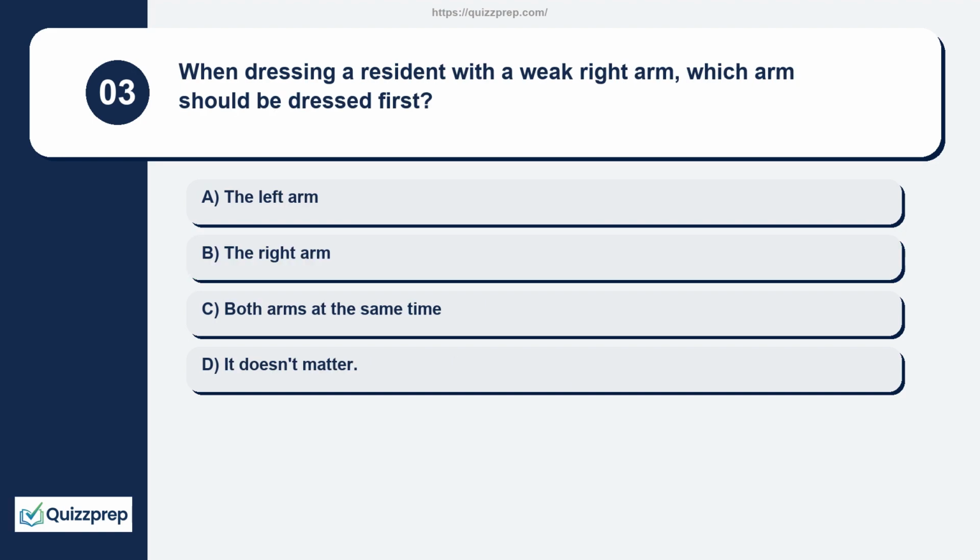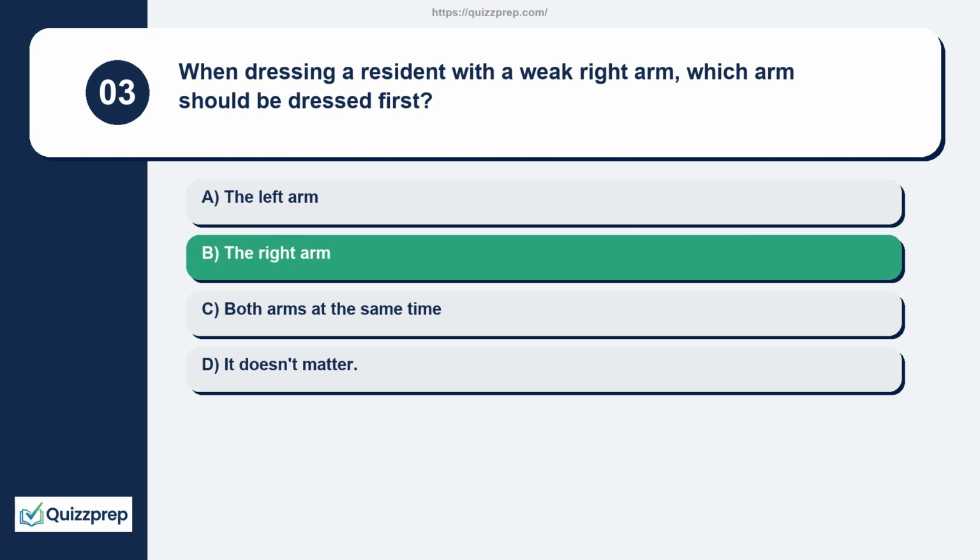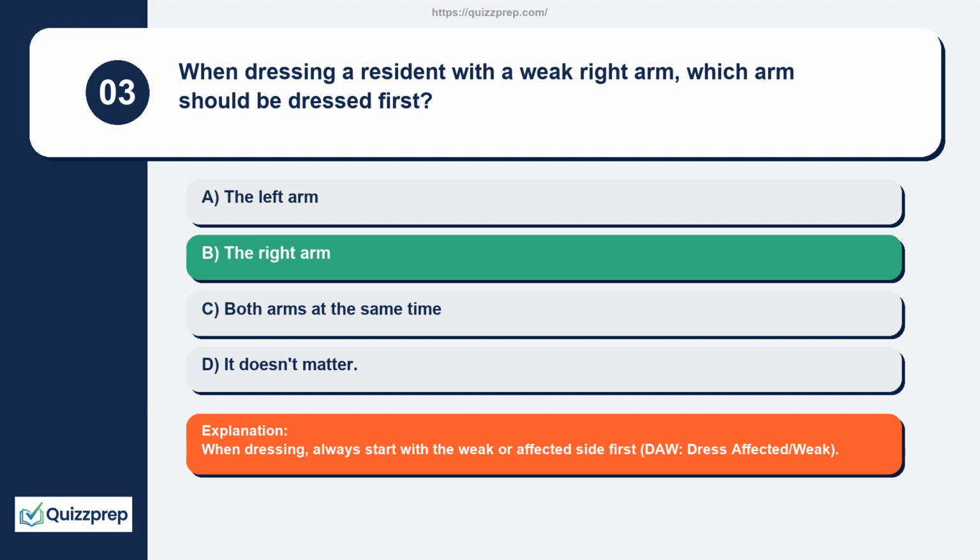Question 3. When dressing a resident with a weak right arm, which arm should be dressed first? The left arm, the right arm, both arms at the same time. It doesn't matter. When dressing, always start with the weak or affected side first. Dress affected, weak.